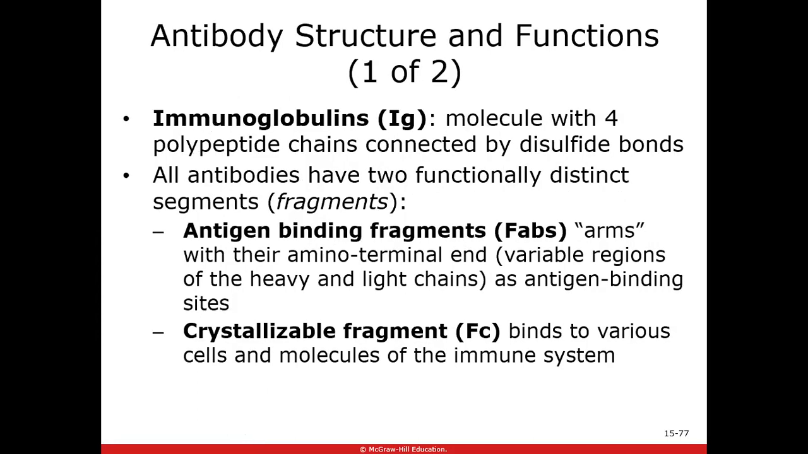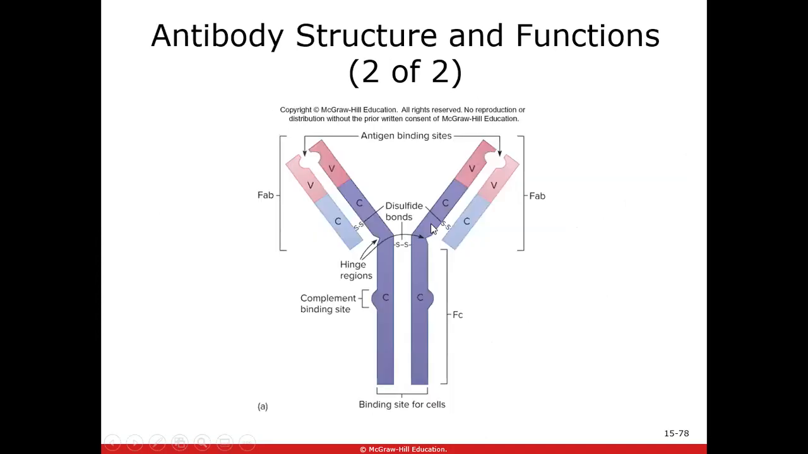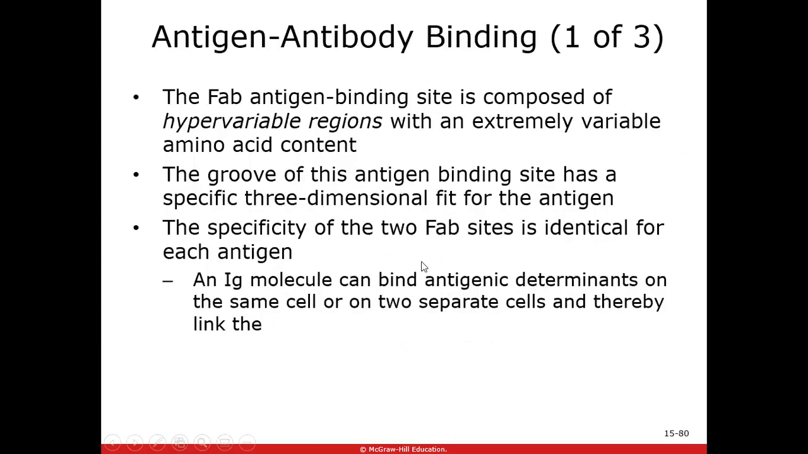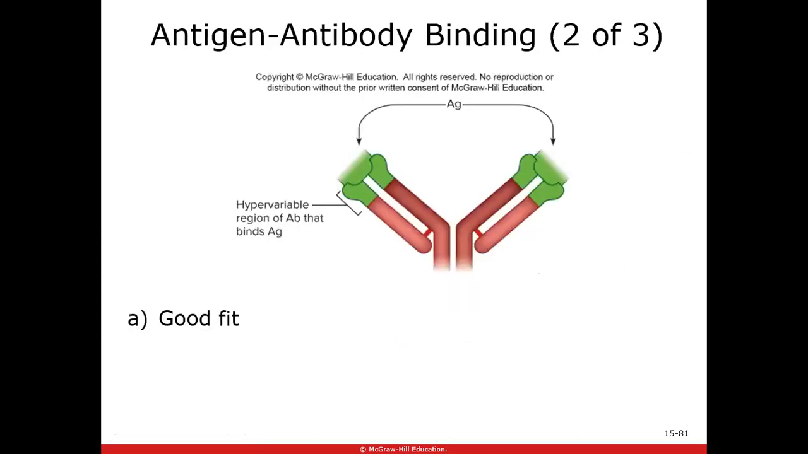And so the immunoglobulins have antigen binding fragments, and then they have a crystallizable fragment. So here's the active site where it can respond to an antigen. So this whole thing is an antibody, an immunoglobulin. We don't have to go into specifics on its site.